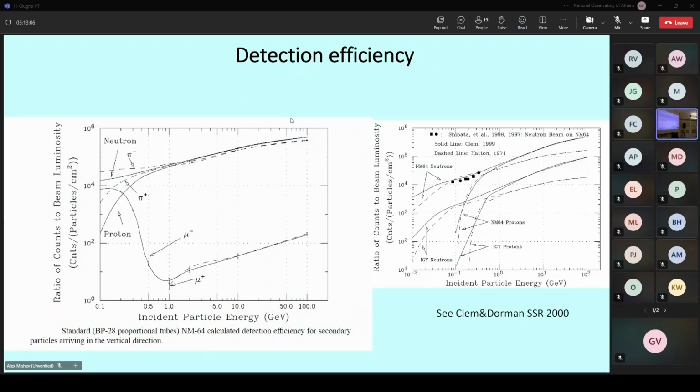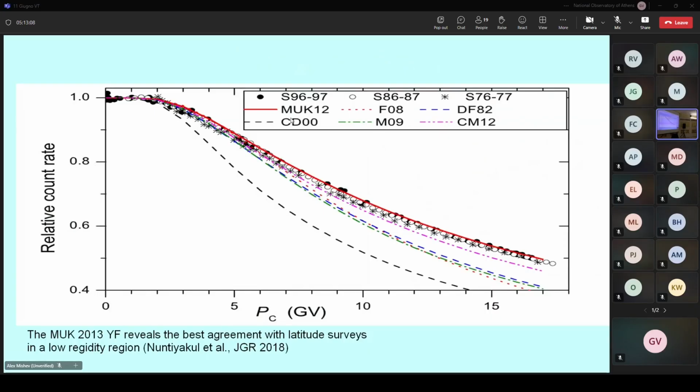using an accelerator beam. Once we have the Monte Carlo simulations of the shower and the particle registration itself, you can compute the yield function of the monitor. The long-standing, unsolved problem was the disagreement between the latitude surveys. Here are the dots and the stars for different latitude surveys versus the several yield functions: Clem-Dorman, Flückiger, Hatton, de Brunner, and Mishev.